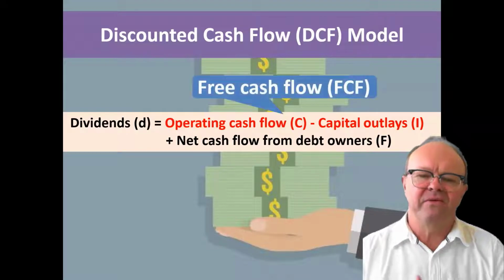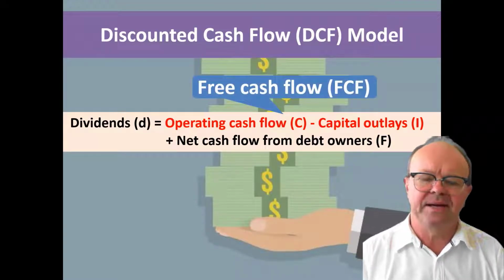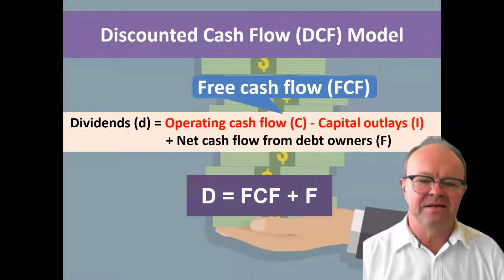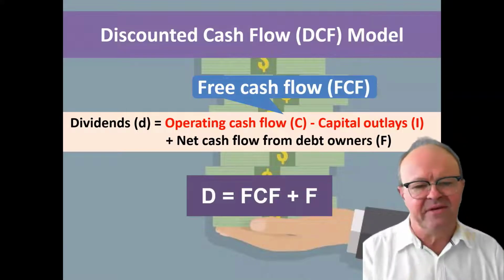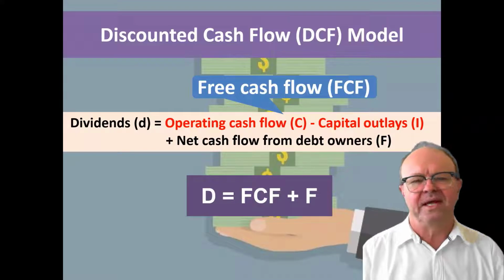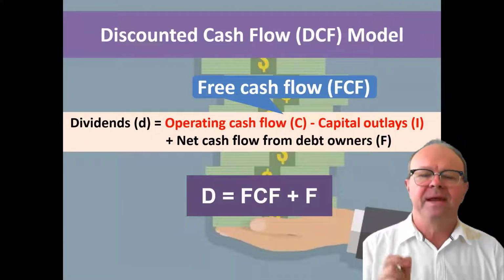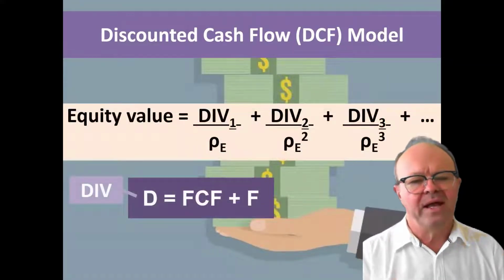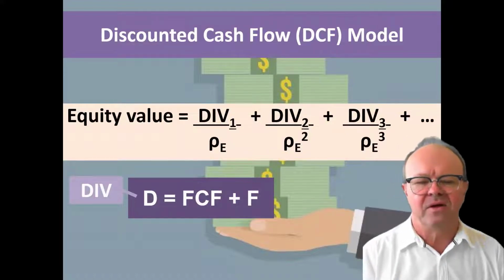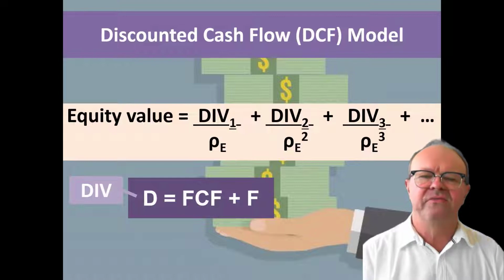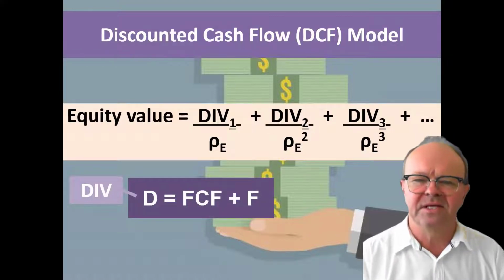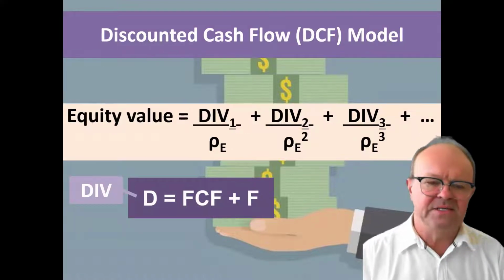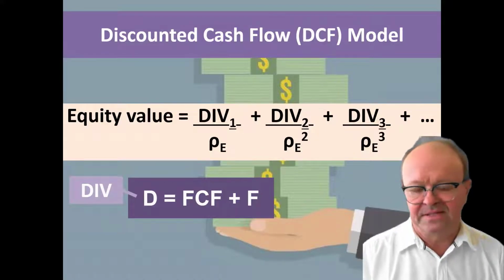So that means that we can substitute free cash flow for dividends in the discounted dividend model, because dividends equals free cash flow, which is operating cash flow C minus capital outlays I, plus F, the net cash flow from debt owners. So with that relationship in mind, we've got equity value equals dividends in year one divided by the cost of equity capital, plus dividends in year two divided by the cost of equity capital squared, plus dividends in year three divided by the cost of equity capital cubed, plus ... Well, we can replace dividends with free cash flow plus F.